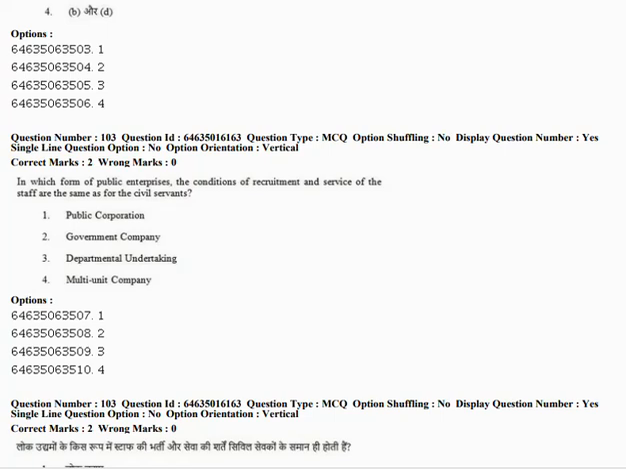103. In which of the following public enterprises the condition of recruitment and service of the staff are same as the civil servant? It is departmental undertaking.